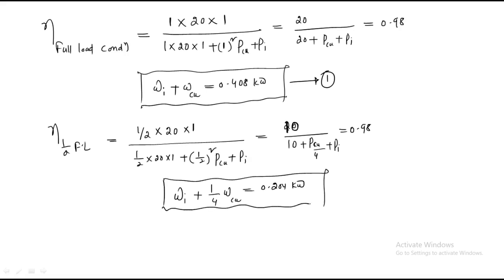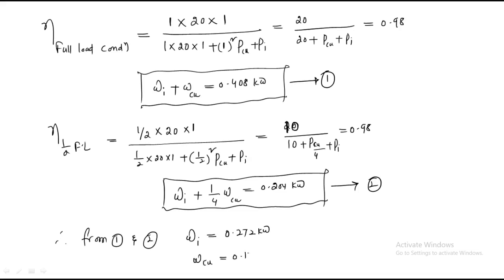So from 1 and 2 we have to get the values of Wi and Wcu, right? Therefore from 1 and 2, Wi should be equal to what? You will get 0.272 kilowatts, and Wcu should be equal to what? 0.136 kilowatts.